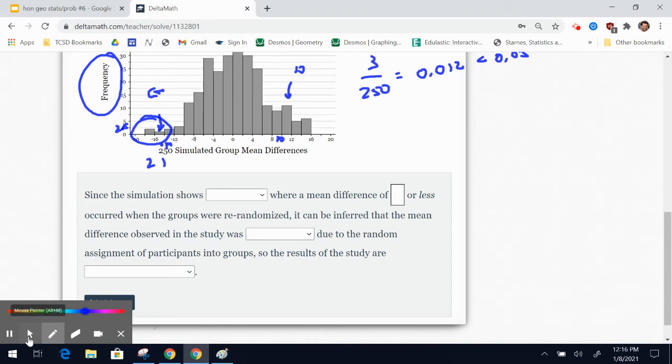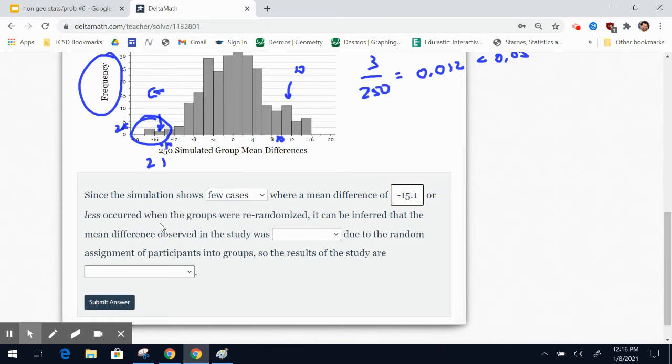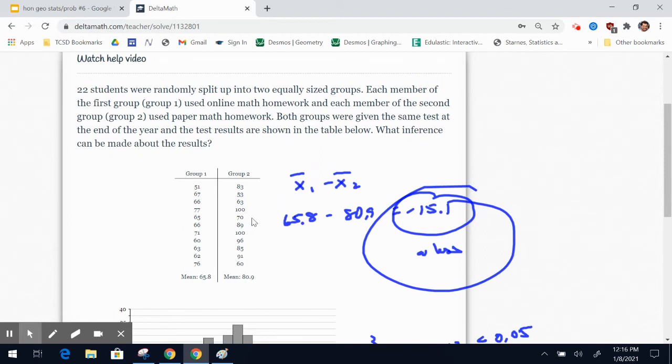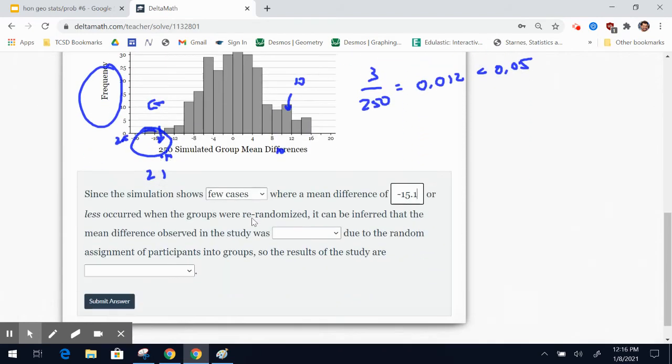So to answer this question, it says, since the simulation shows few cases where there was a mean difference of negative 15.1 or less that occurred when the groups were re-randomized. So when you do these simulations, you take the sample data values up here, and you randomly put them into groups and you calculate the mean and then you subtract them. So again, all of these numbers we put in a hat, like 51, 67, and you would just randomly pick them and put them in groups. That's called random assignment, okay?